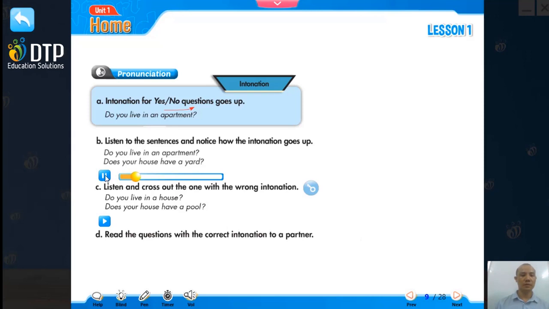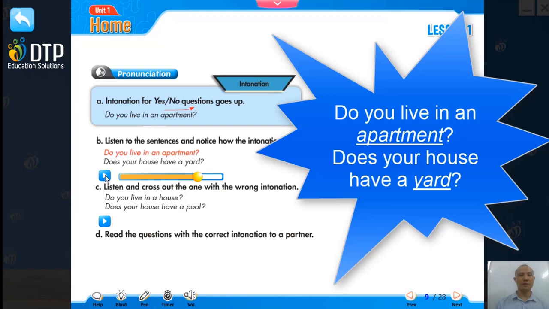Listen to the sentence and notice how the intonation goes up. Do you live in an apartment? Repeat after me. Do you live in an apartment?